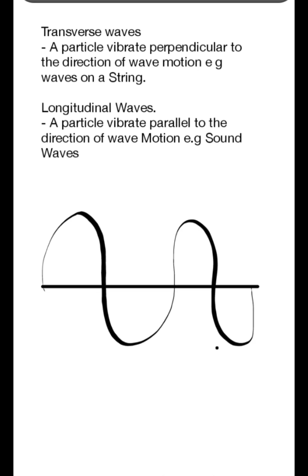To understand waves, let me try to draw a diagram of a wave. To understand the parts of this wave, this highest point here, we call it crest. The highest point of a wave, we call it crest. Then the lowest part here is trough.